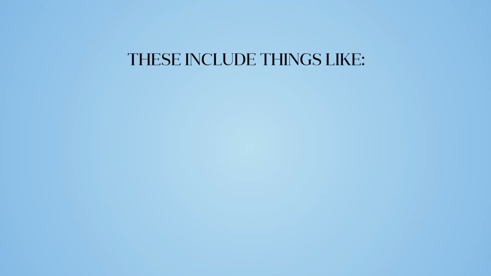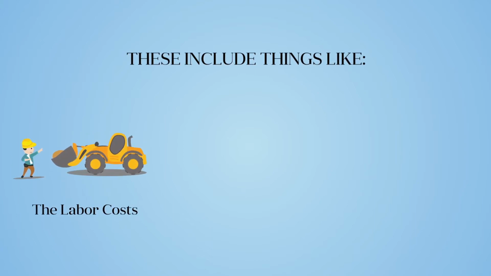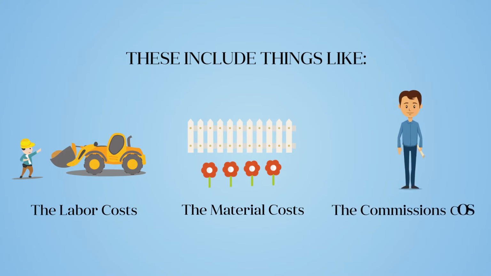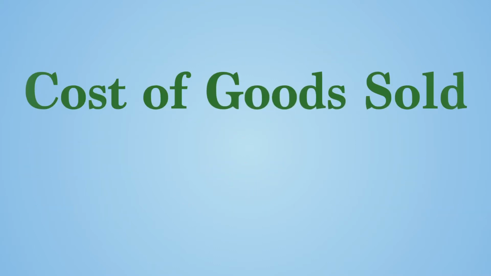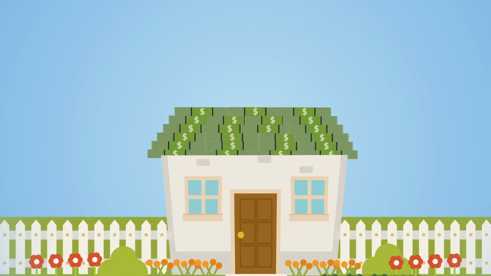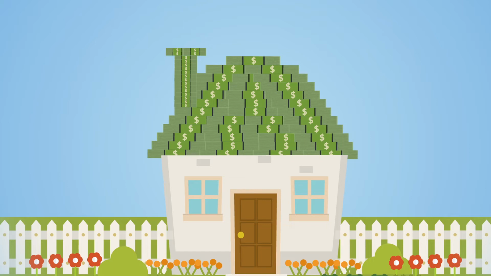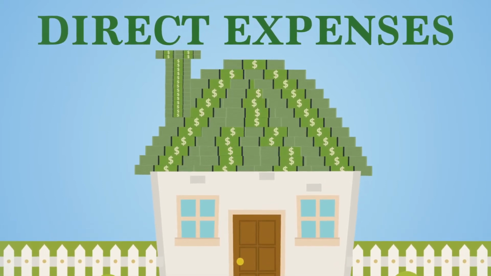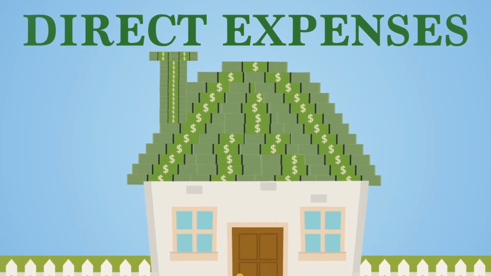These costs include the labor costs, what we pay the crews to install the landscaping, the material costs, what we pay the suppliers for the materials we need to do the landscaping, and the commission costs, what we pay the salesman who sold the job. These things together are called cost of goods sold, or COGS, C-O-G-S. You can think of this as money you spent at the customer's house. These costs are also referred to as direct expenses, or expenses that directly relate to that job. If we didn't have the job, we would not have these expenses.